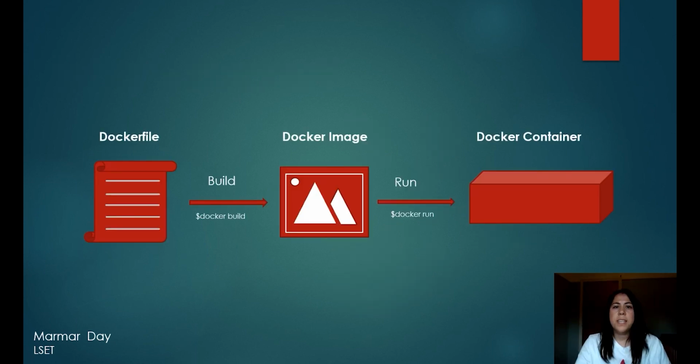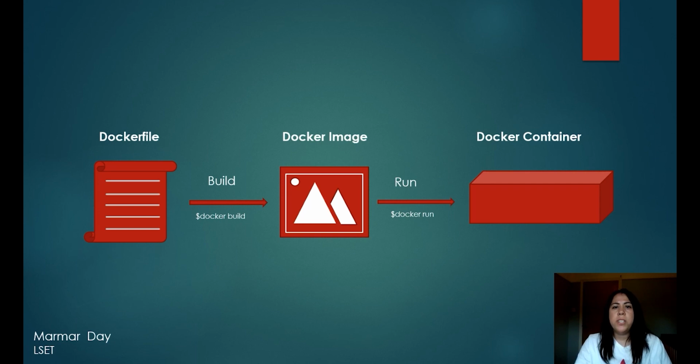Here are some key concepts of Docker, which include Dockerfile, Docker image, and Docker container. A Dockerfile is a text file that contains instructions on how to build a Docker image. It specifies the base image, dependencies, configurations, and commands needed to create the desired environment for your application.